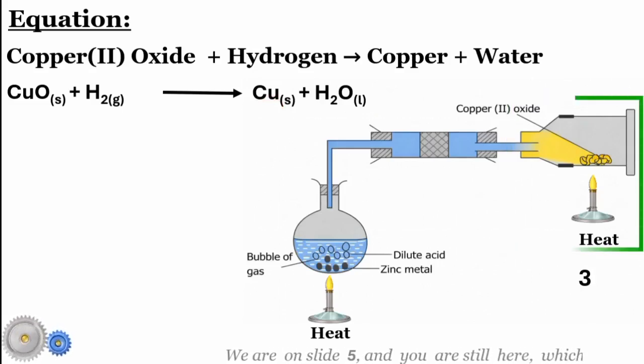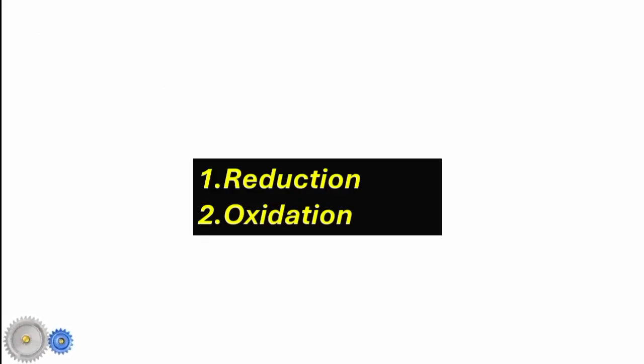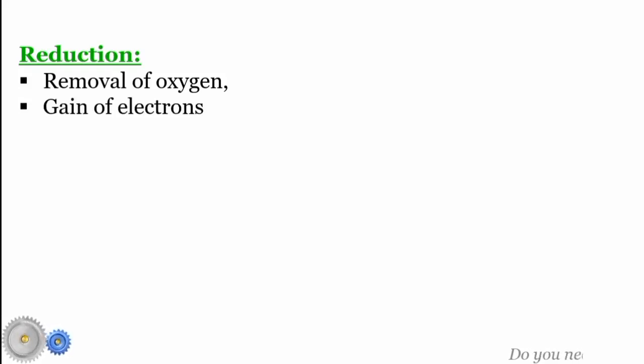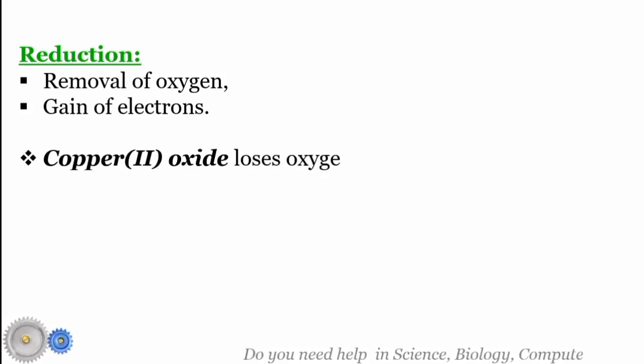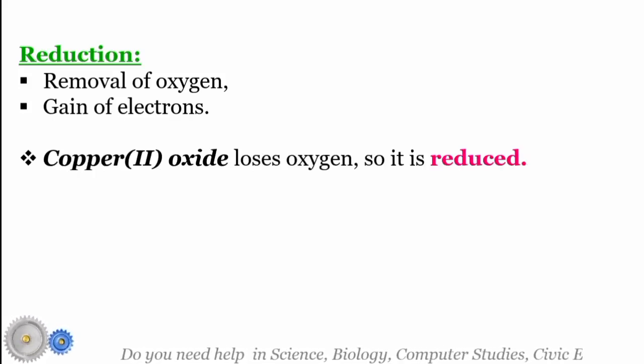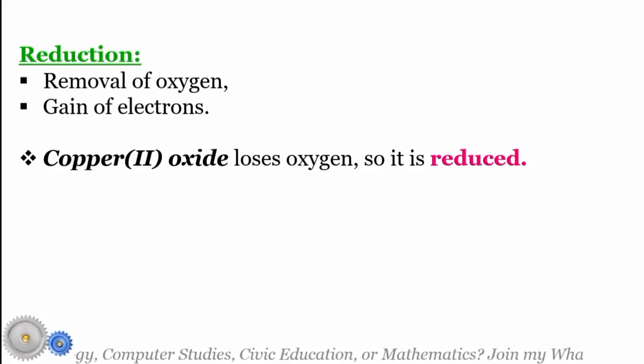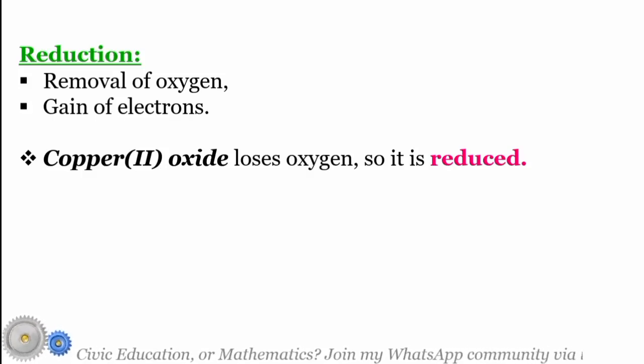The next thing that we need to be familiar with are these two terms, reduction and oxidation. Let us start with reduction. What is reduction? Reduction is the removal of oxygen from a compound, or we can say reduction is the gain of electrons. So in this experiment, we have seen that copper oxide loses oxygen, so it is reduced. Copper oxide has lost oxygen, so therefore copper oxide has been reduced.